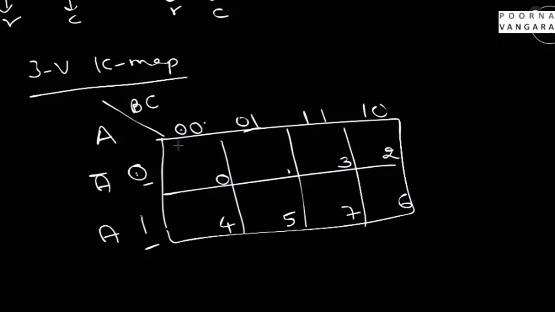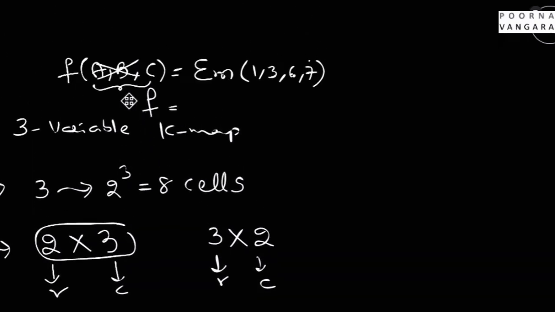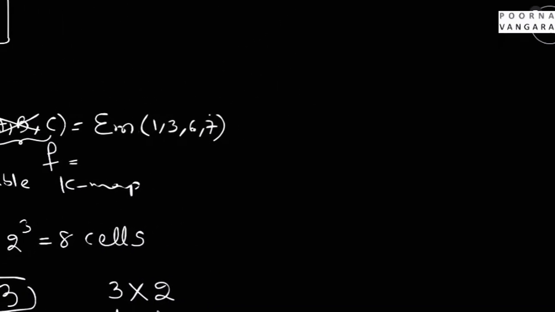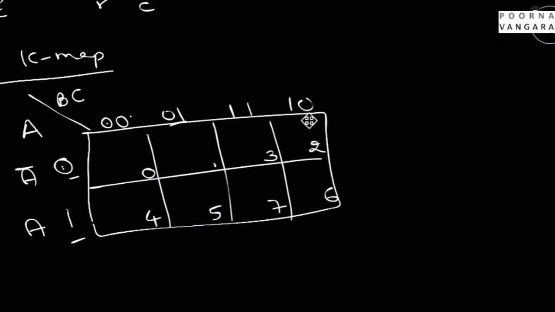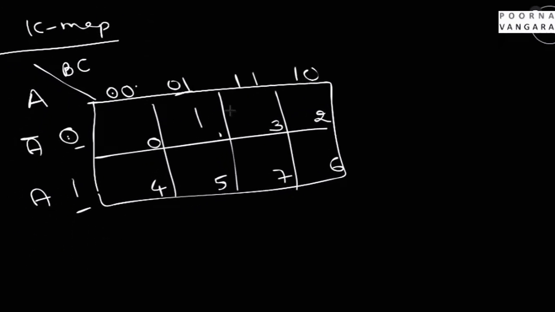So now you need to keep 1 by considering the minterms which are mentioned in the Boolean expression. This sigma m is nothing but m1 or m3 or m6 or m7. That means the output f is 1 whenever the input combination is m1, m3, m6, or m7. The output is 1. So for these corresponding cells 1, 3, 6, 7, you need to keep 1.